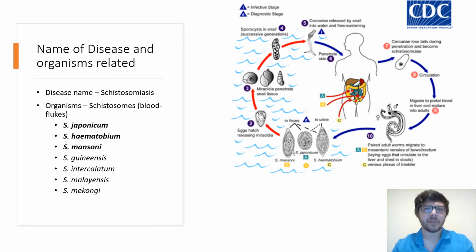But there are 3 main ones, that being S. japonicum, S. hematobium, sorry, and S. mansoni. However, hematobium is more in Africa, and mansoni is more in Africa and also South America, I believe.